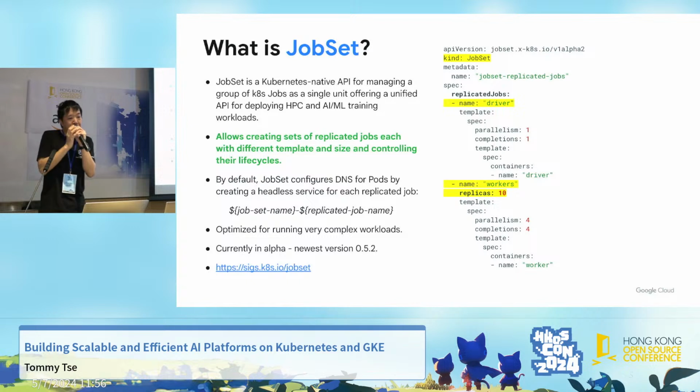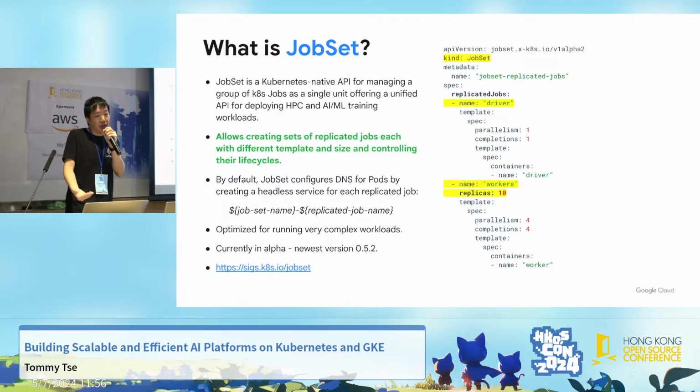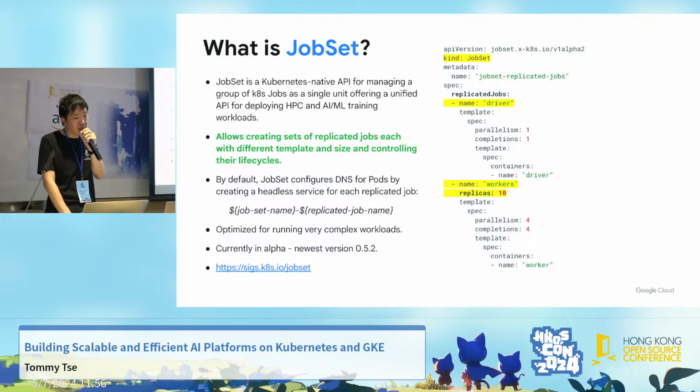Recently, there's a new API in Kubernetes called JobSet. It enables you to do something similar to what Kubeflow could do, but it's more Kubernetes-native. In this example, you can have a driver, like a master pod, which coordinates with some workers. Currently it's in alpha, at version 0.2 for now.